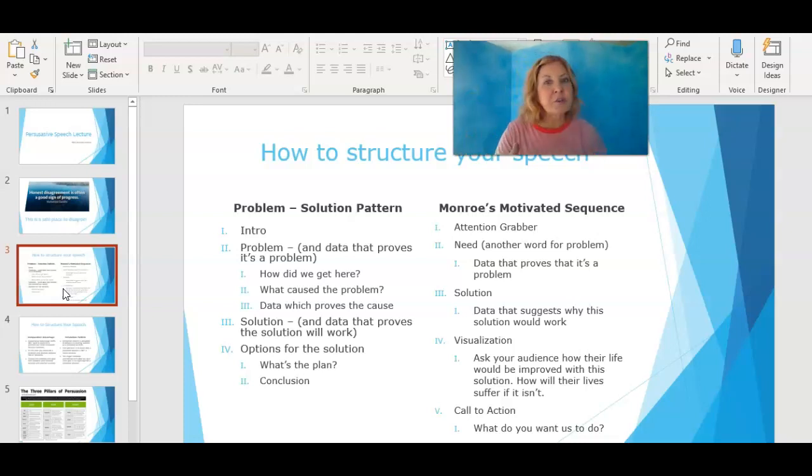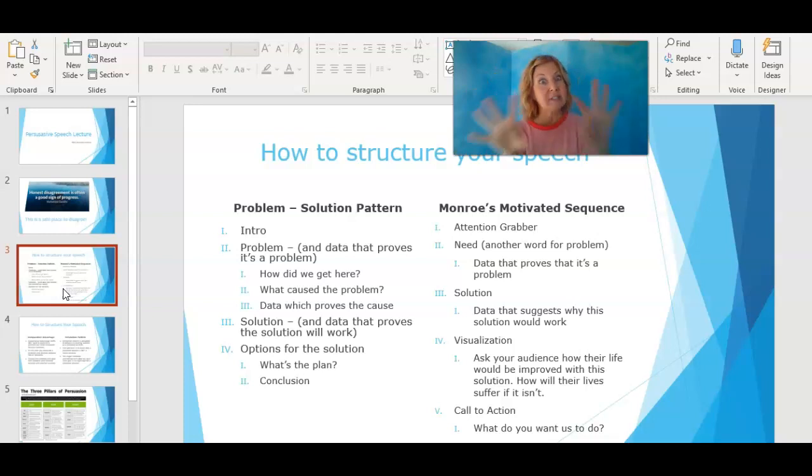You want us to register to vote? You want us to sign up to donate blood? You want us to give up meatless Mondays? What is it you want us to do? Be very specific. If you're asking us to go donate blood, you better tell me exactly where to go, who to call, what to do, how to sign up. People want to know. You've got a solution, so tell me exactly how you want me to behave now that I have this information. So there's a sense of urgency with Monroe's motivated sequence. We got to take action. We got to make this happen right now.